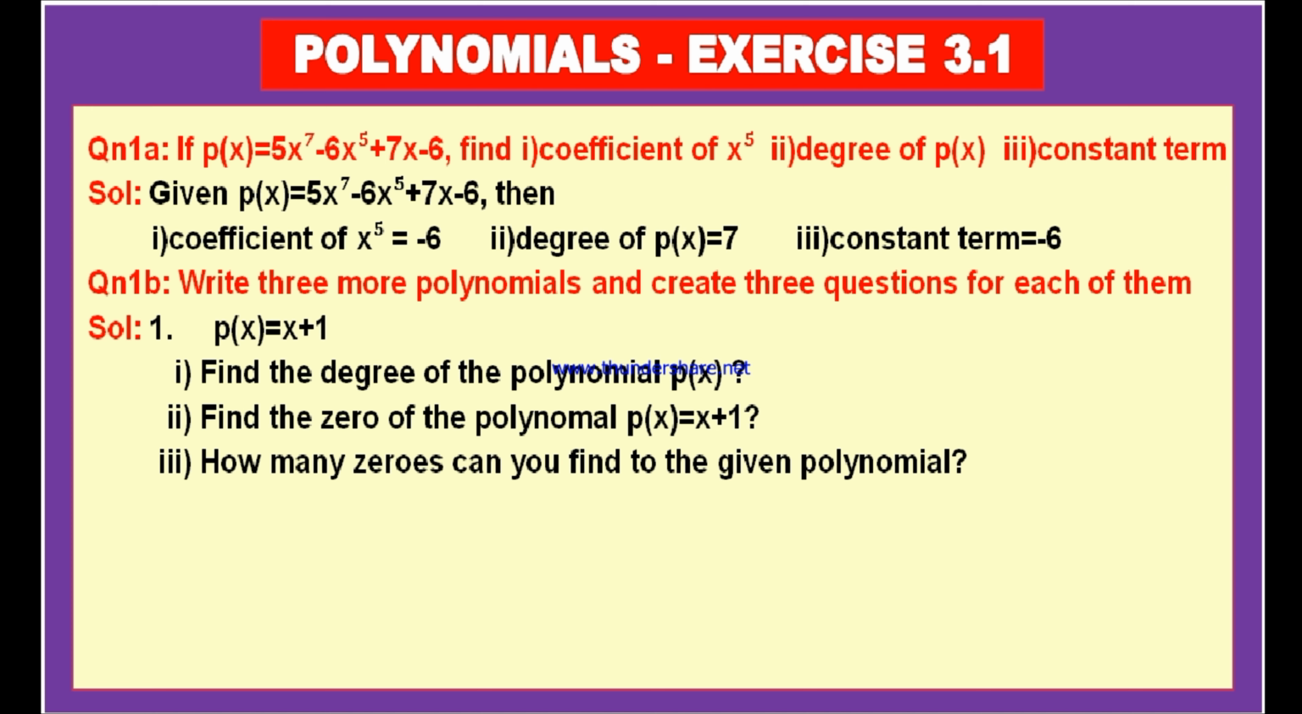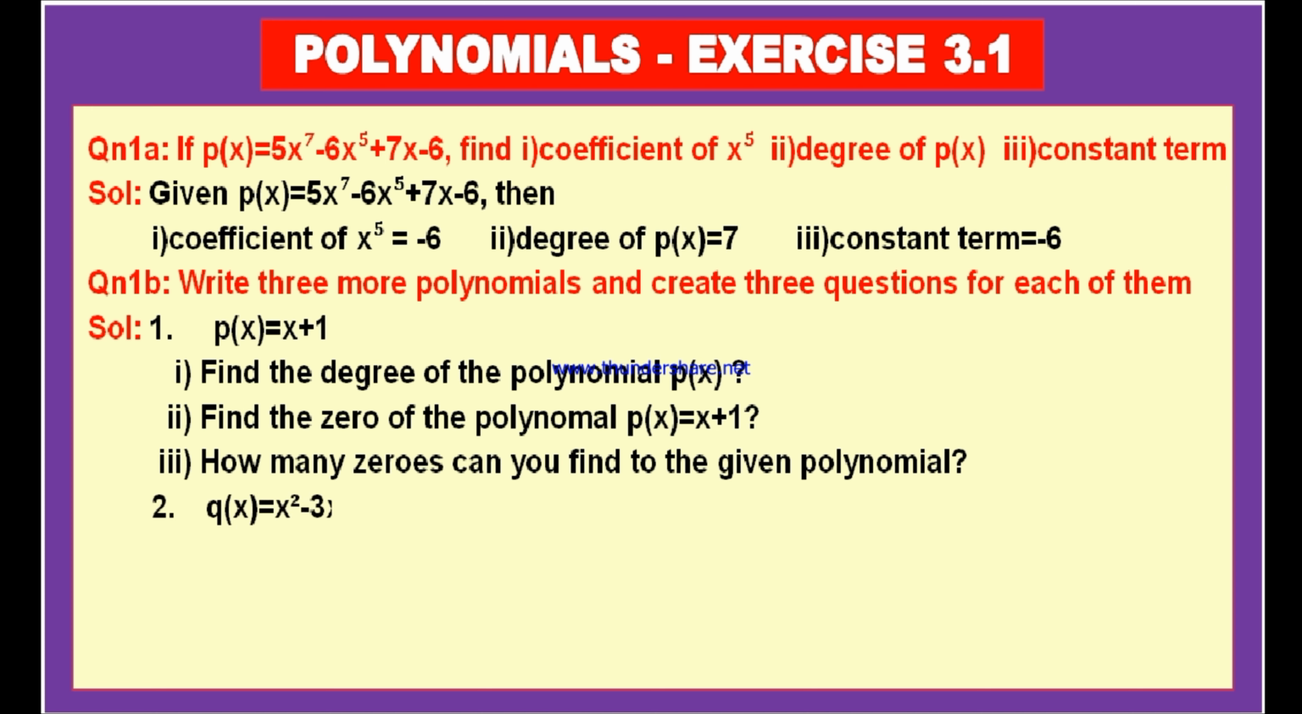We have to frame the questions only. We need not solve them. We need not find answers for those questions. We were asked to frame 3 questions for each polynomial. Here we took the first polynomial as p of x is equal to x plus 1. Then we framed the first question, find the degree of the polynomial p of x, the second question, find the 0 of the polynomial, and the third question, how many zeros can you find to the given polynomial. Now we will frame another polynomial.